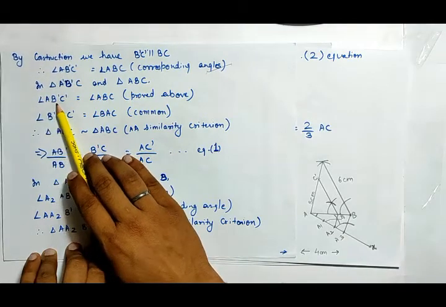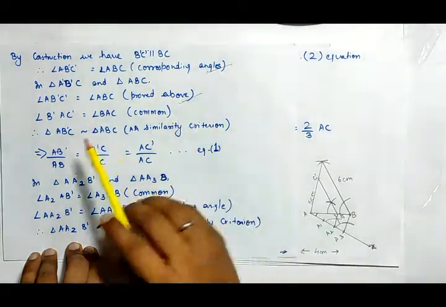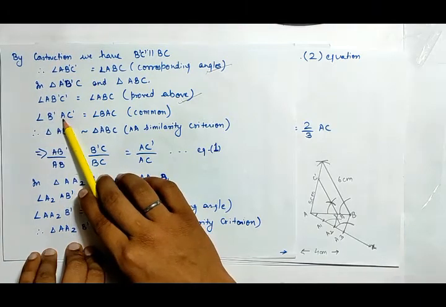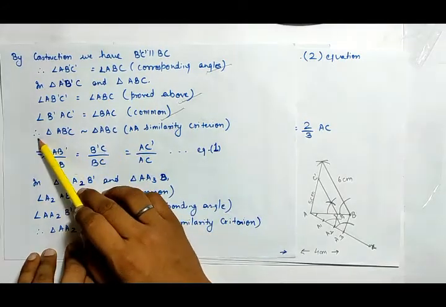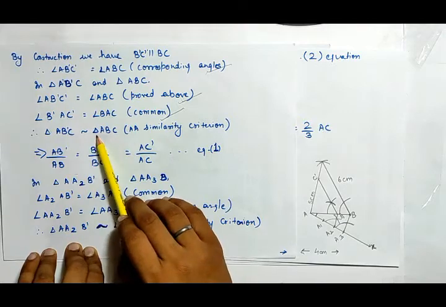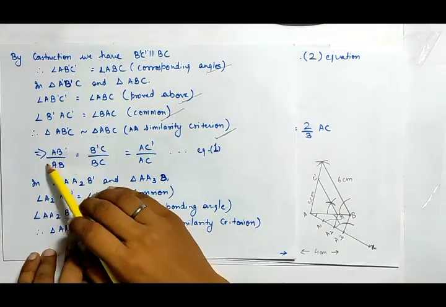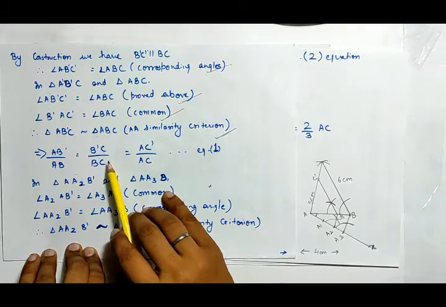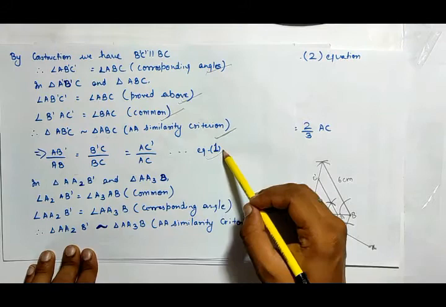Angle AB dash C dash is equal to angle ABC, proved above in the first line. Angle B dash AC dash is equal to angle BAC, that is common. Therefore, triangle AB dash C dash is similar to triangle ABC, that is similarity criterion theorem. So after that, AB dash upon AB is equal to B dash C dash upon BC is equal to AC dash upon AC. That is equation 1.